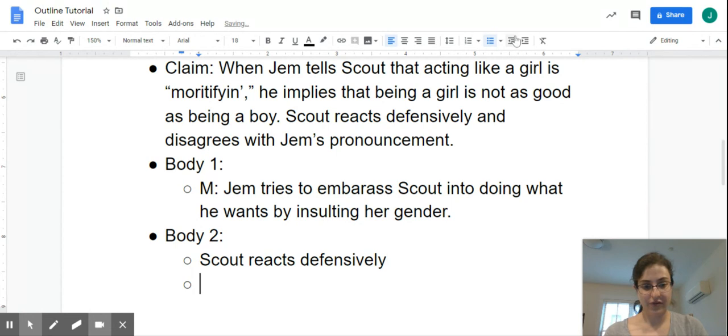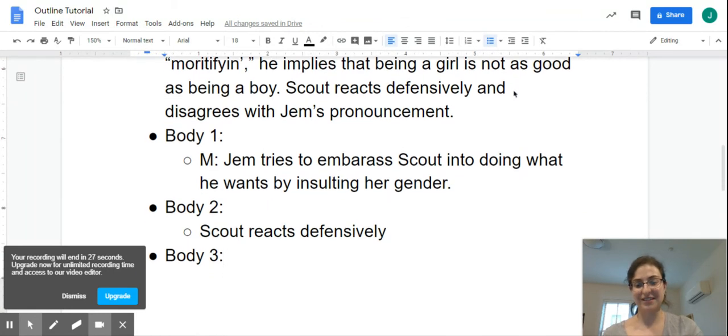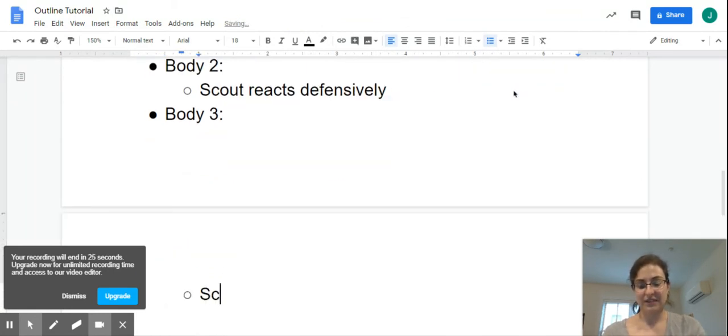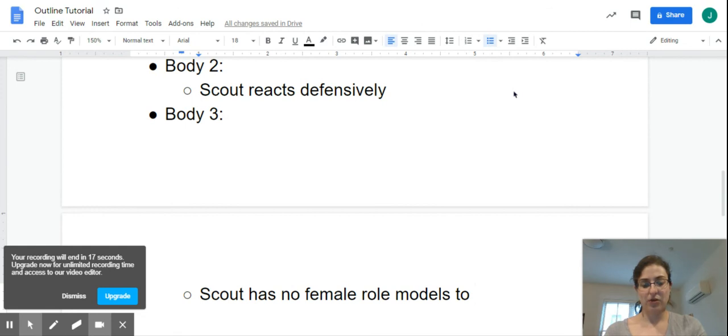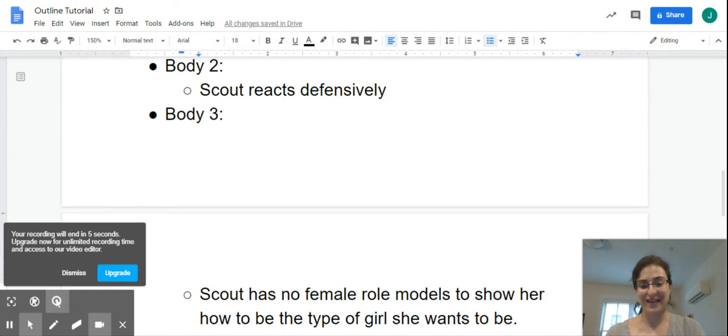And for body 3, how it affects her sense of self. Scout has no female role models to show her how to be the type of girl she wants to be. In the next video, I will find some evidence for these main ideas.